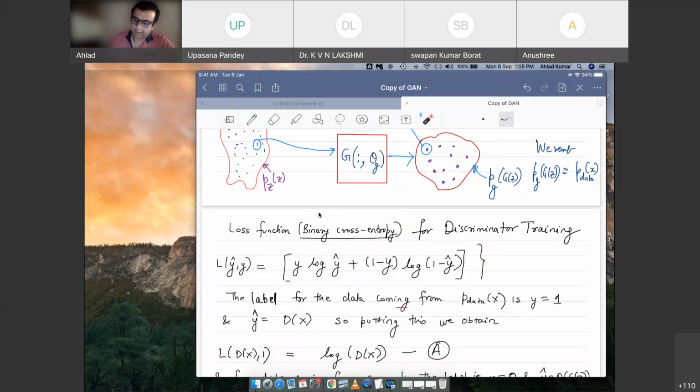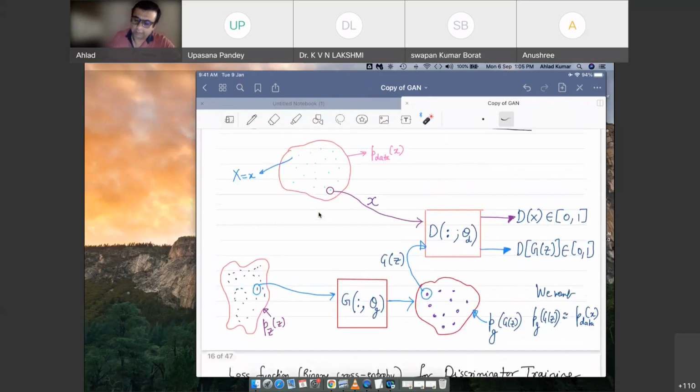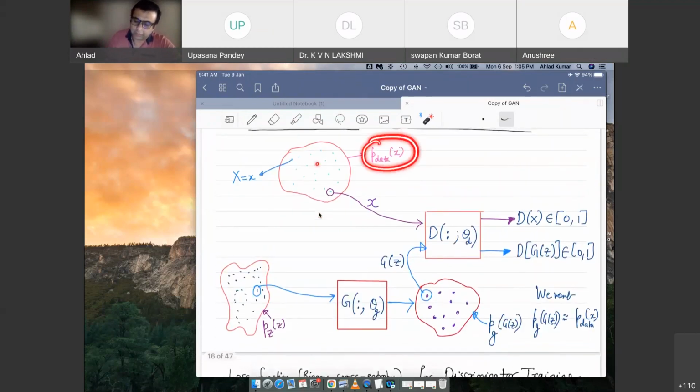Now the important thing is the label for the data which is coming from P data of x. From this distribution, whatever value of x is coming out has a label of y equal to 1. This already everyone knows, right? Because this is the true data. And whatever data is coming from the generated sample, we are taking y equal to 0 for that. So this is y equal to 0 and this is y equal to 1.